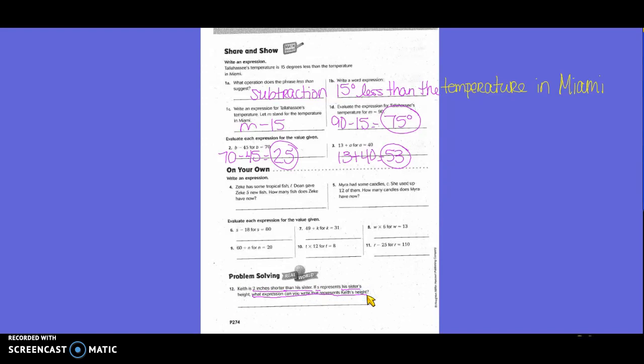So what am I going to do? Am I going to add, subtract, multiply, or divide? Subtract. So is S going to go first or later? First. So S, what? Minus 2. So that would be our expression. Could we go ahead and solve that? No, because do we know his sister's height? No. Okay, so S minus 2 will be our answer.